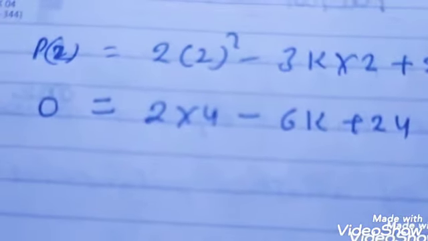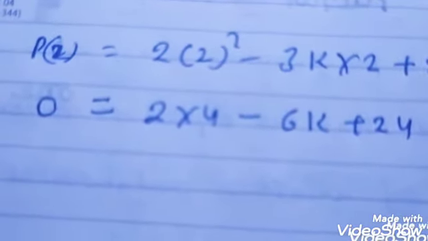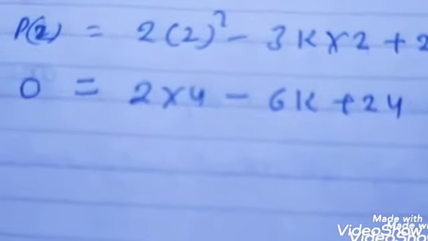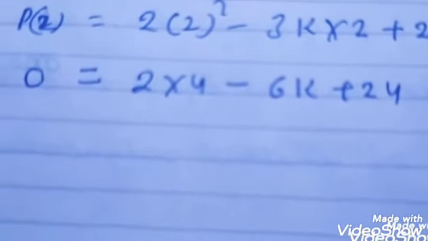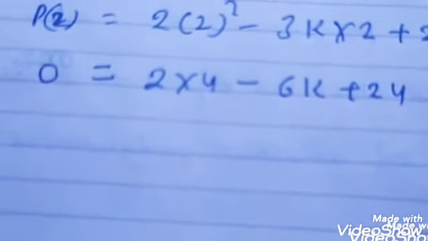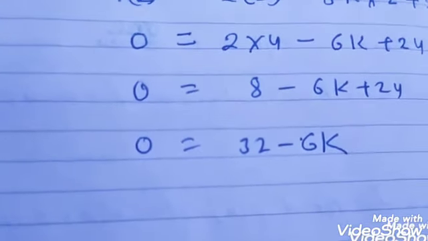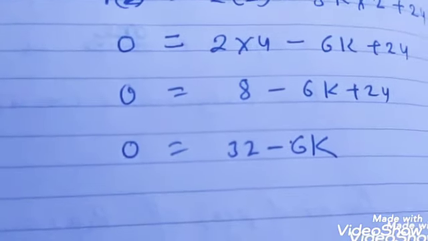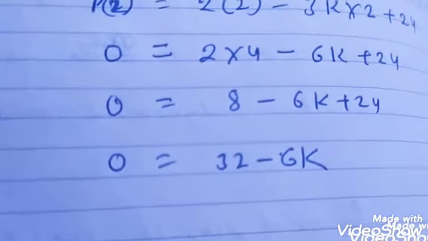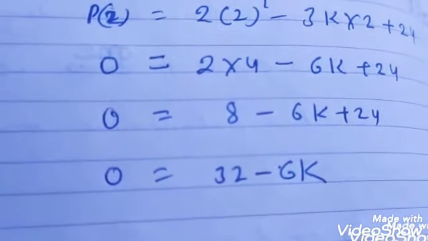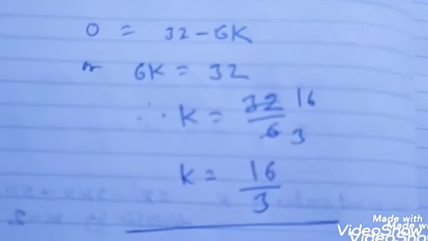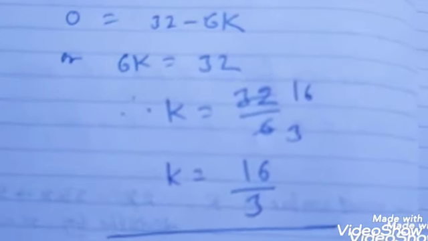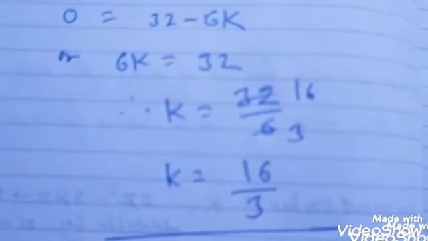As x minus 2 is a factor of p(x), therefore 0 is equal to 2 into 4 minus 6k plus 24, or 0 equals 32 minus 6k. So by using transposition we can say that 6k is equal to 32, or k is equal to 32 upon 6, which can be simplified as 16 upon 3. That's the answer.